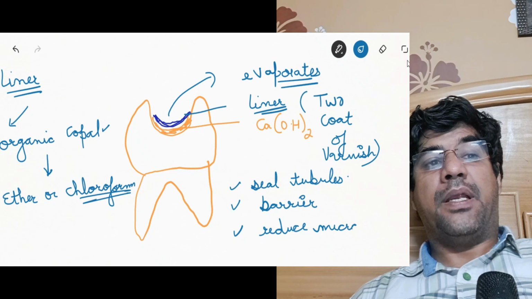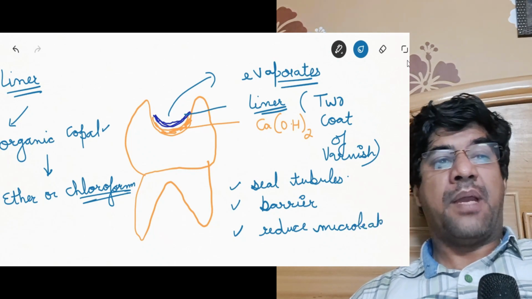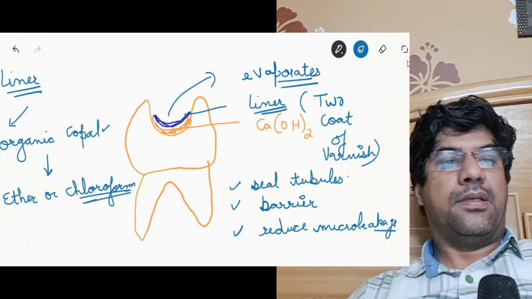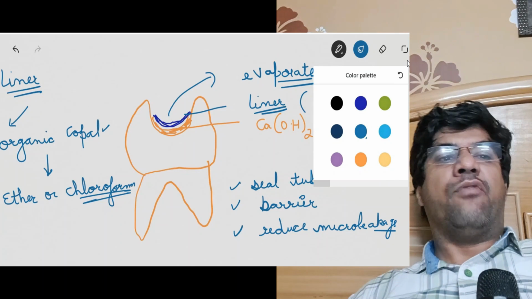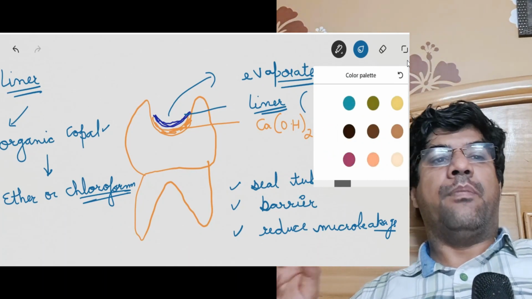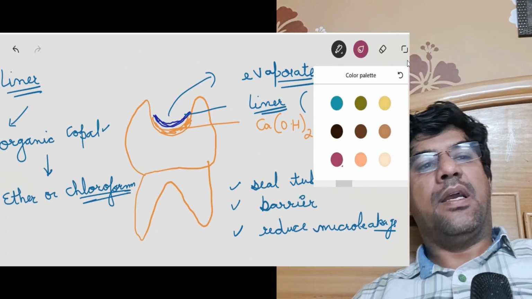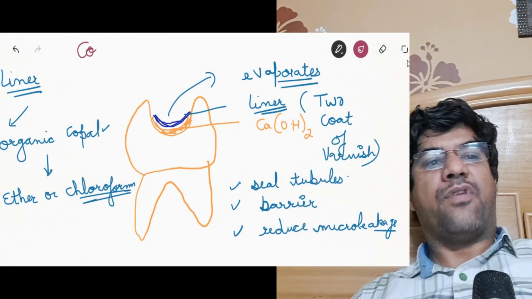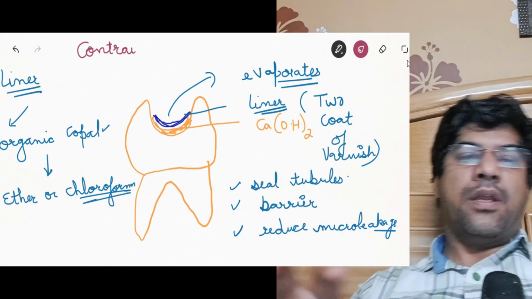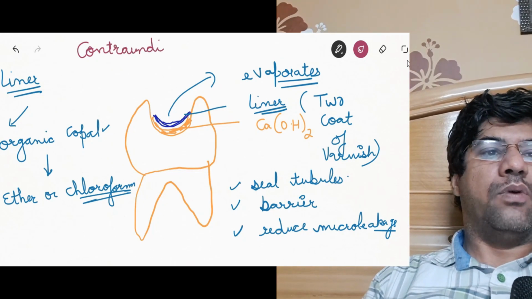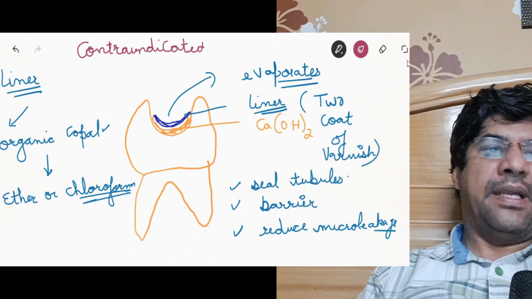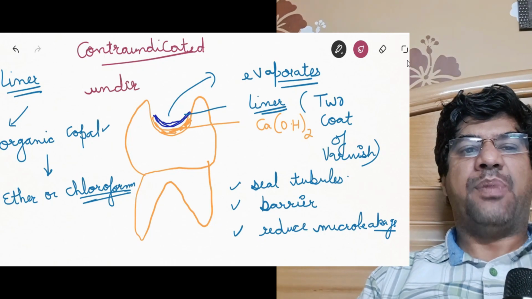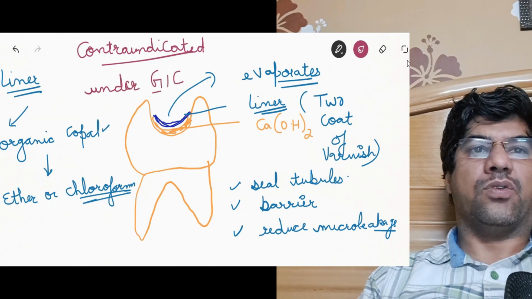And the discoloration can be prevented by checking the migration of ions into the dentine. So by applying the varnish, what you will see there is that it will seal the dentinal tubules. It will act as a barrier and protect the tooth from the chemical irritants from the cement, and it will reduce the microleakage around the restoration. So varnish is applied on the walls of the prepared cavity to decrease the microleakage and prevent the discoloration of the tooth.